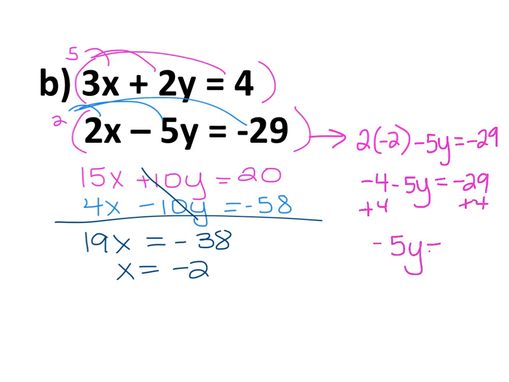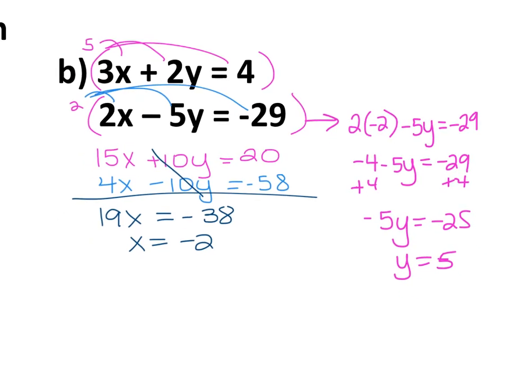Negative 5y equals negative 25. Divide by 5. And I get positive 5. So my solution is negative 2, 5. And again, with extra time, you can take that solution and plug it back in to check it.